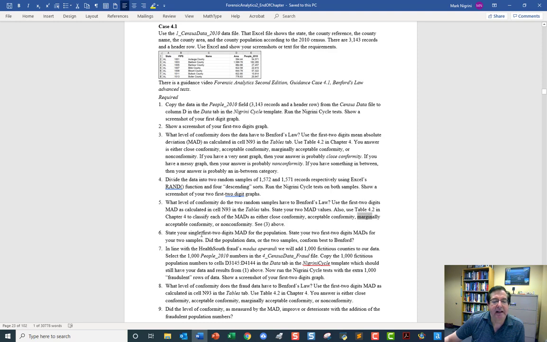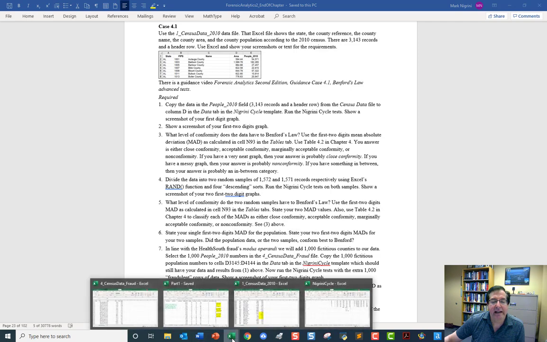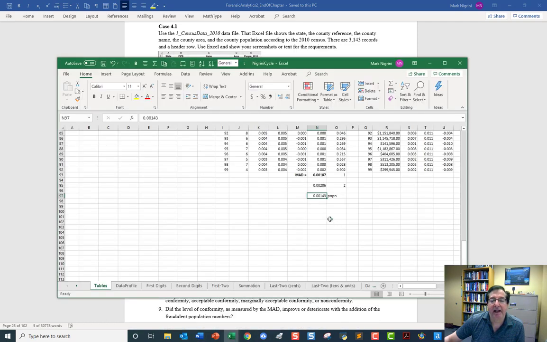And this is basically: did the population conform best to Benford's law? Indeed the population at 0.00143 was a better fit to Benford's law because the mean absolute deviation is smaller. You can look at the three graphs and you should see that this one beats the other two hands down.